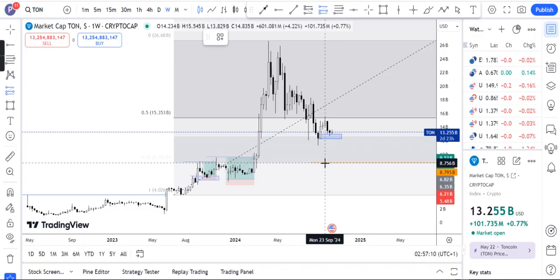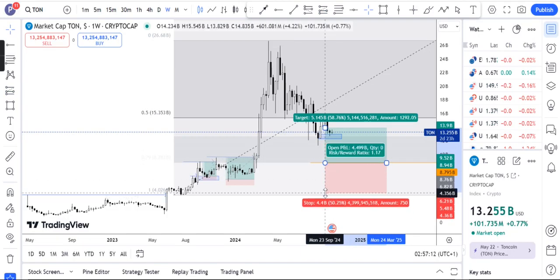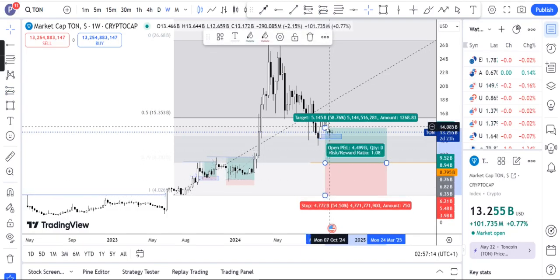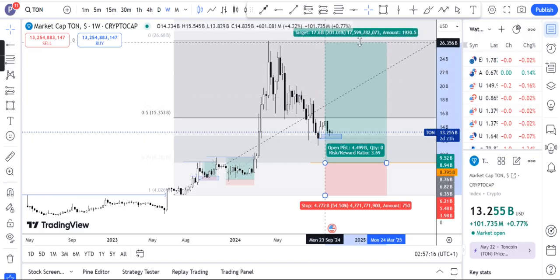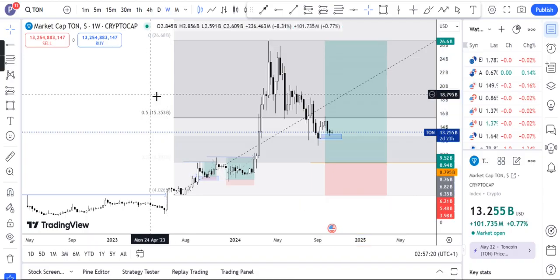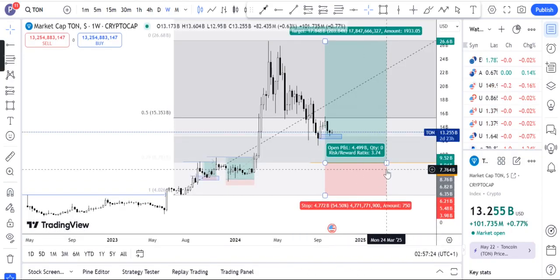So what will I say? I would simply say on the TON coin, just wait for the market to plunge a little bit more to the downside, and then we can hold in appreciation to these highs. So that's what we have on this particular coin.